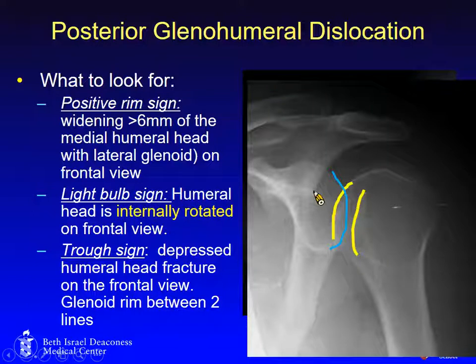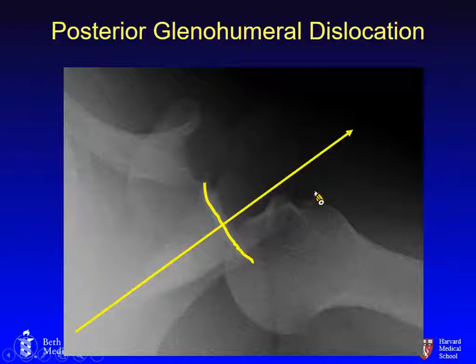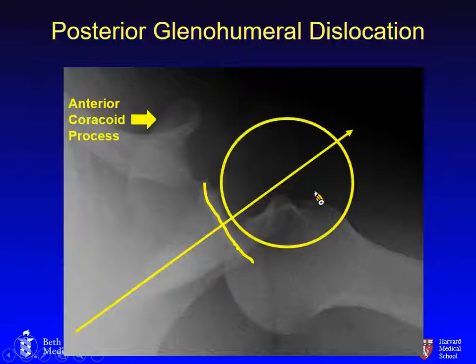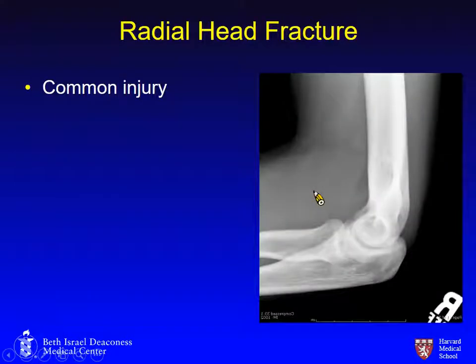And again, you can see that on these radiographs, the shoulder is in internal rotation. Now, if you get an X-ray view, very nicely to see this, you can see that the humeral head is posteriorly displaced in relation to the anterior coracoid process.